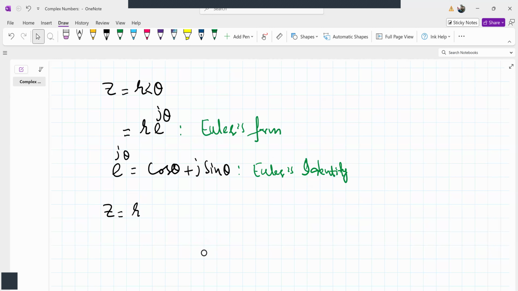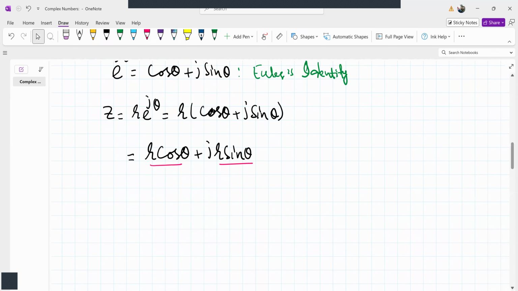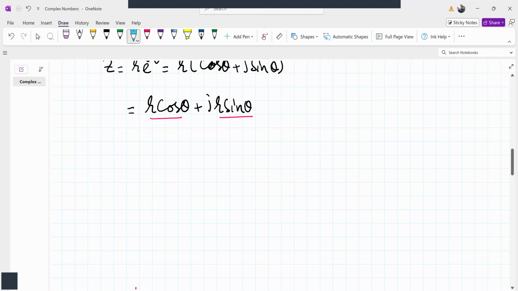We say z is equal to r e to the power of j theta. E to the power of j theta I can write as cosine theta plus j sine theta. So I can put it as r cosine theta plus j r sine theta. So this is the real part and this is the imaginary part. So this is how we convert a complex number in polar form to the rectangle form.